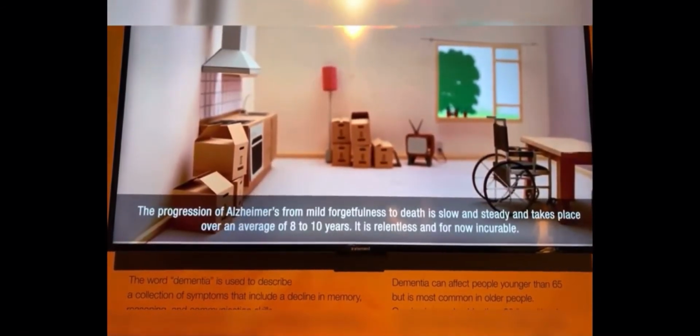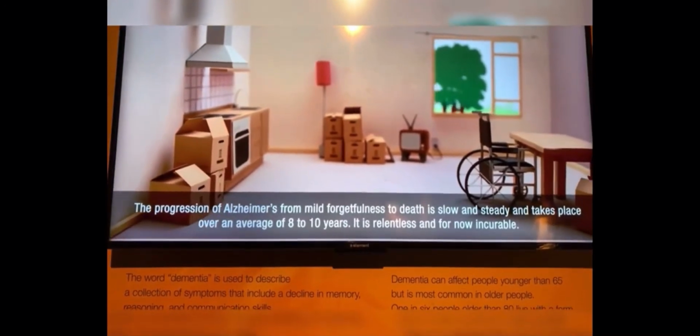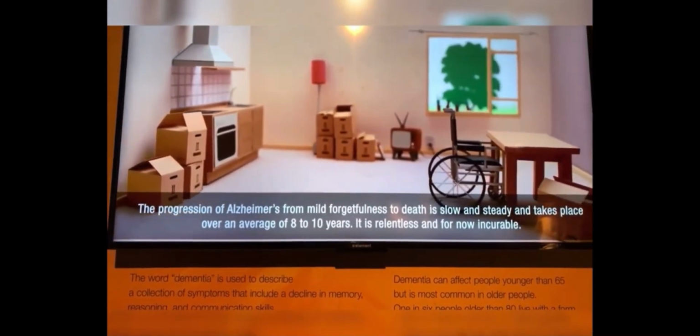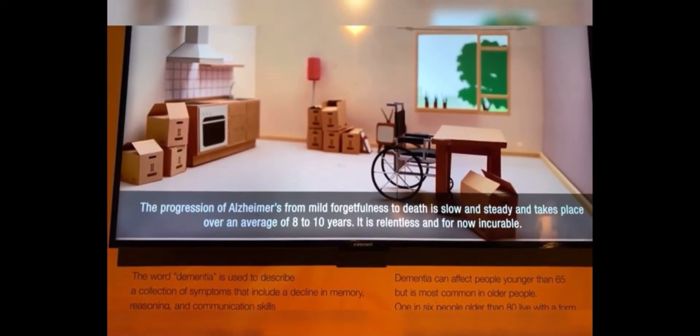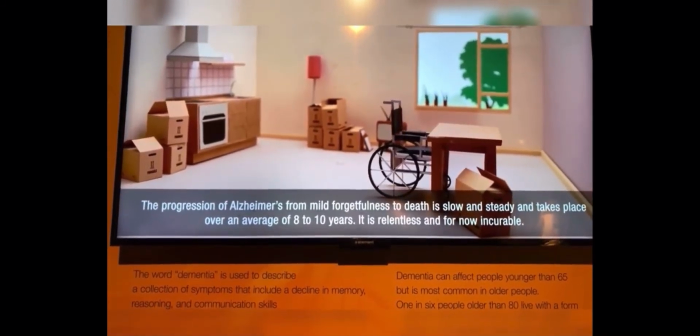The progression of Alzheimer's from mild forgetfulness to death is slow and steady and takes place over an average of 8 to 10 years. It is relentless and for now incurable.